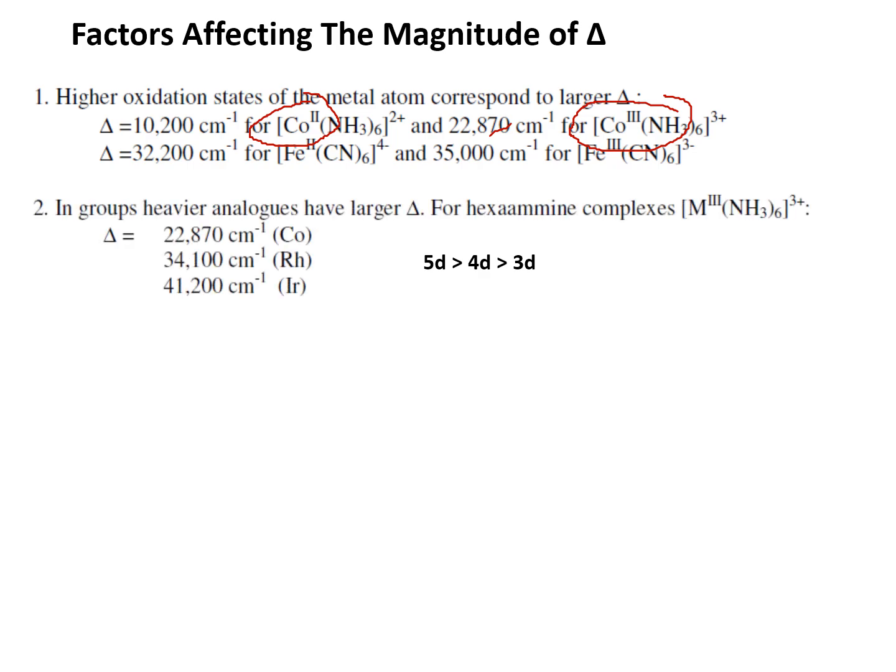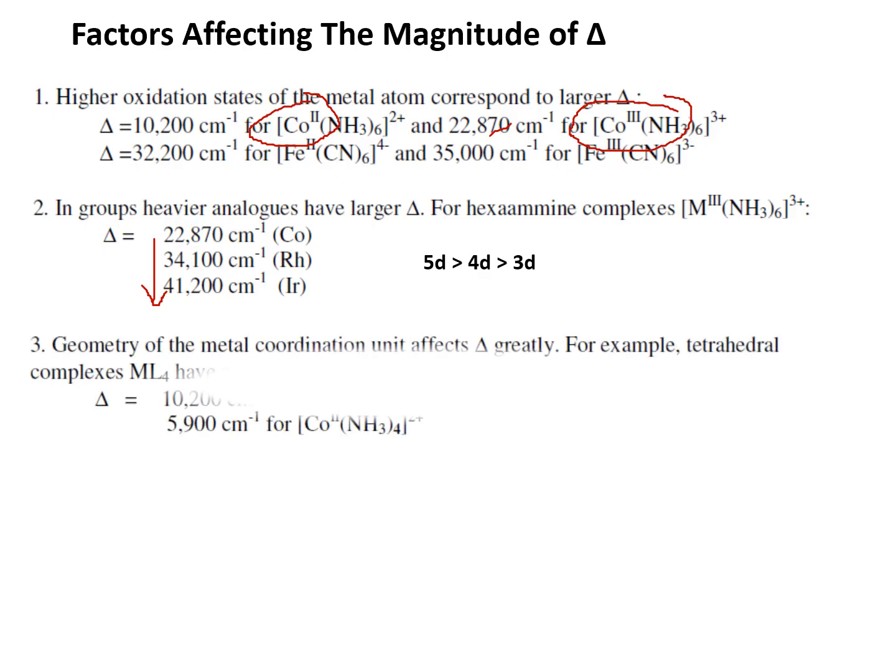In the next we see heavier analogs and delta. If I take heavier analogs of the central metal atom, the splitting actually increases for the heavier analogs. So all having a 3d system, 4d, and 5d system. That's why we can see here that the crystal field splitting energy increases.